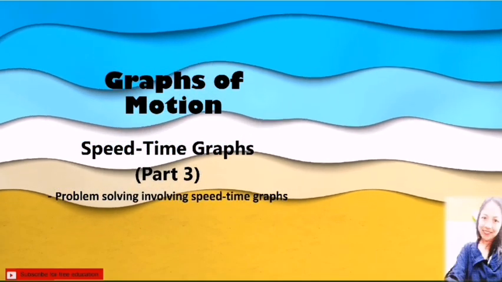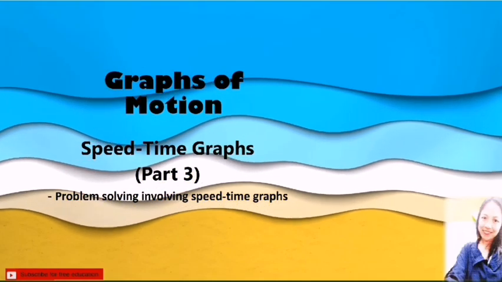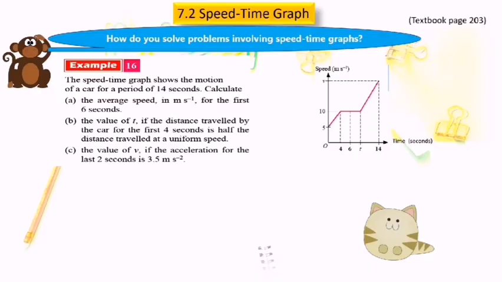Today, teacher will discuss problem solving involving speed-time graphs. Example 16. The speed-time graph shows the motion of a car for a period of 14 seconds. Calculate the average speed in meter per second for the first 6 seconds.